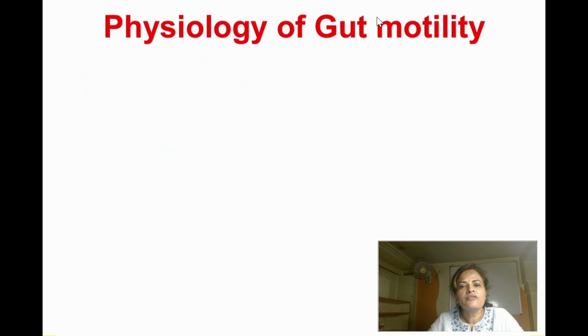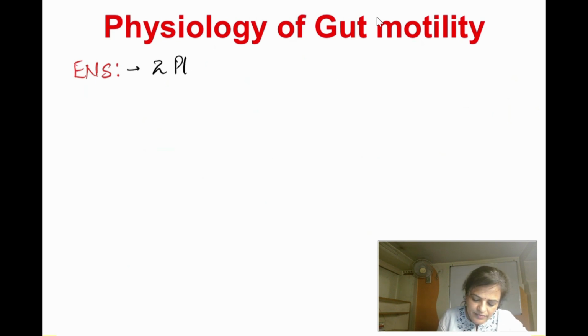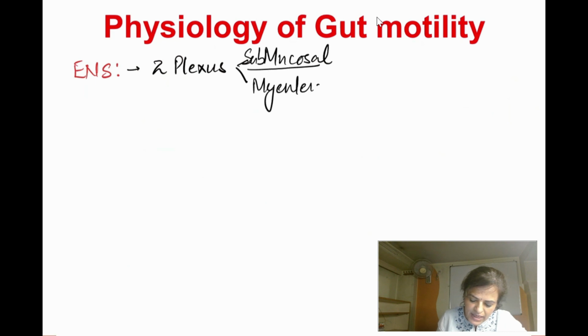Now coming to the second one, the physiology of gut motility. So in the GIT, there is one system, that is the enteric nervous system. Now this system consists of two types of plexus. One is the submucosal plexus and the other is the myenteric plexus.